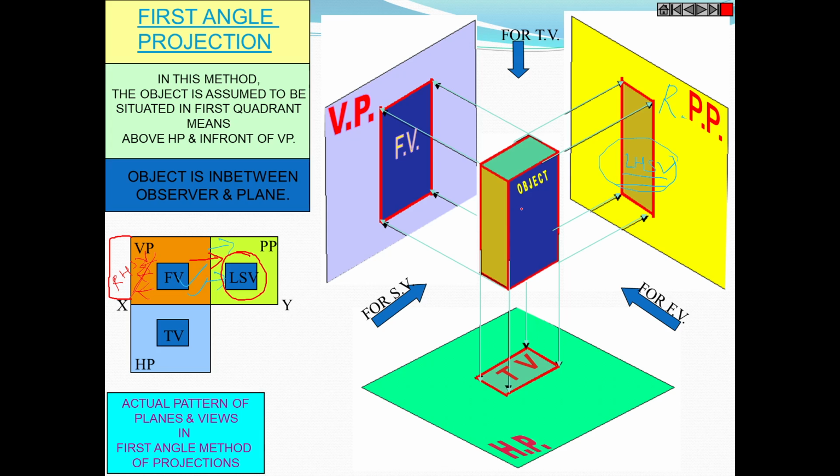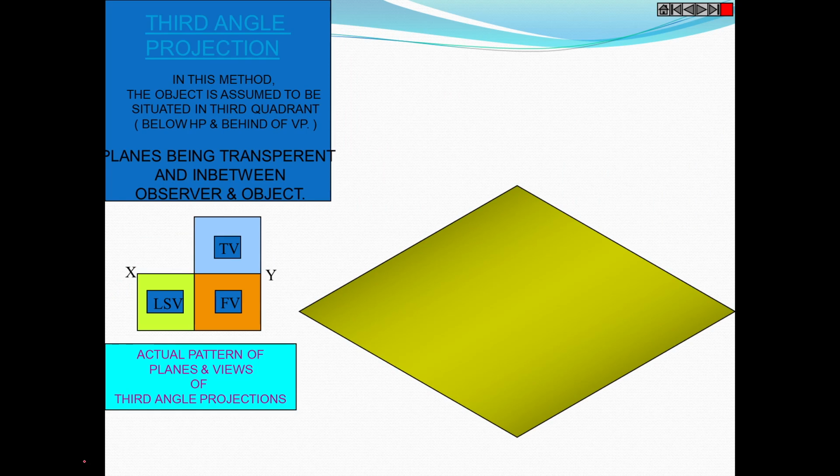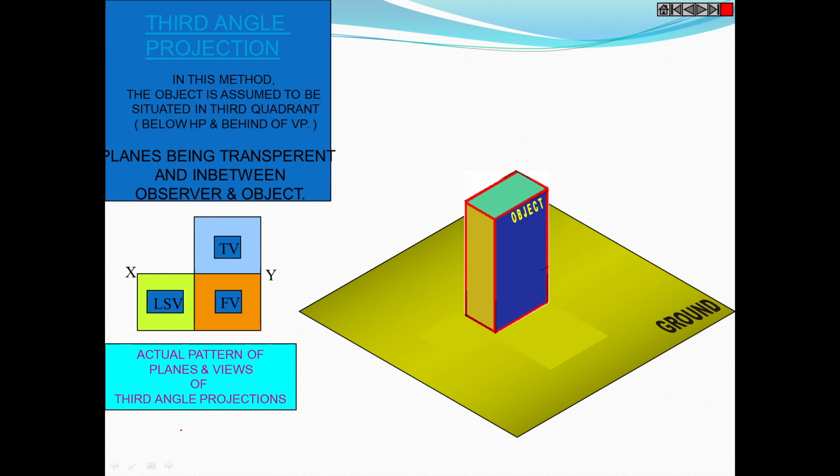For the same object, if you consider that the object is placed inside the third quadrant. Third quadrant means below the horizontal plane and behind the vertical plane. So this is the horizontal plane, and now you can see the object is below the horizontal plane, and the combination is like this for the observer, object and plane. You can see you are looking from the top.